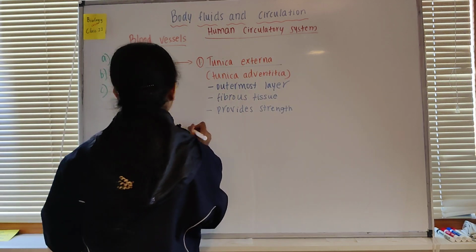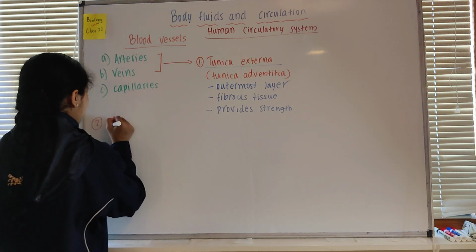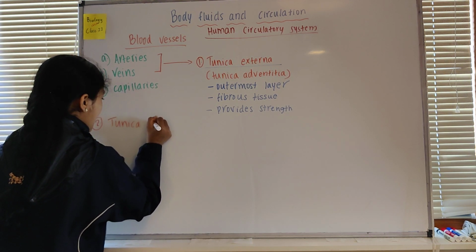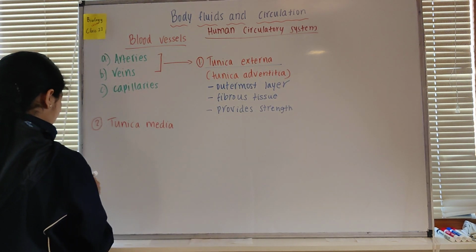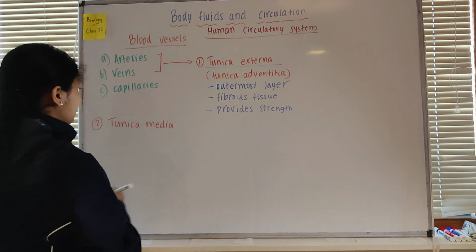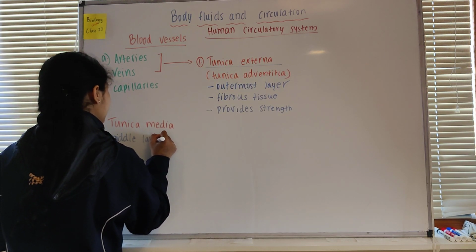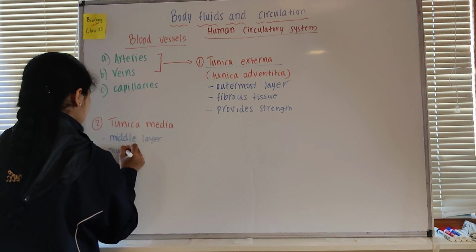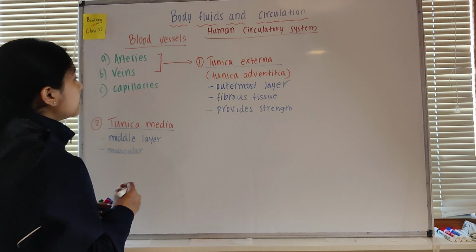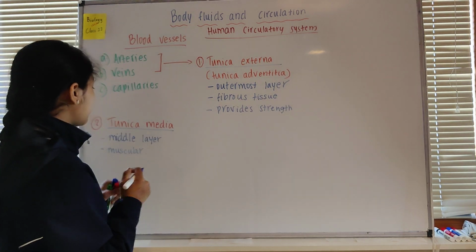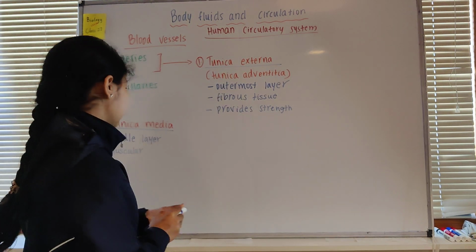Then the second one is called the tunica media. This is the middle layer, and it is muscular. It consists of smooth muscles. This is the tunica media, the middle layer of this blood vessel. It has smooth muscles, the involuntary muscles.